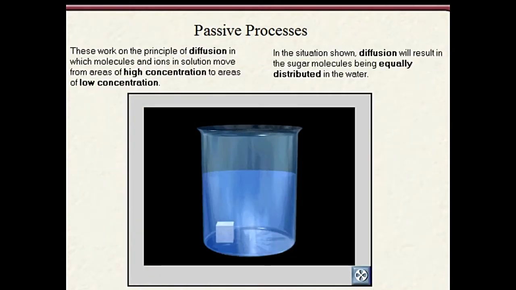Passive processes. These work on the principle of diffusion, in which molecules and ions in solution move from areas of high concentration to areas of low concentration. In the situation shown, diffusion will result in the sugar molecules being equally distributed in the water.